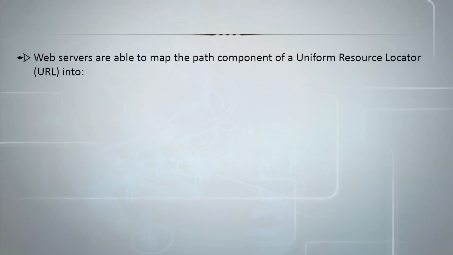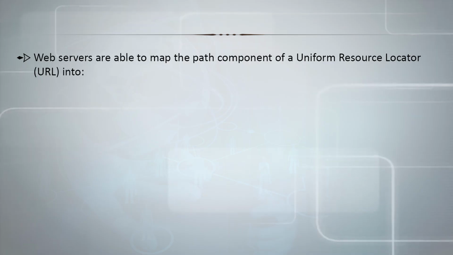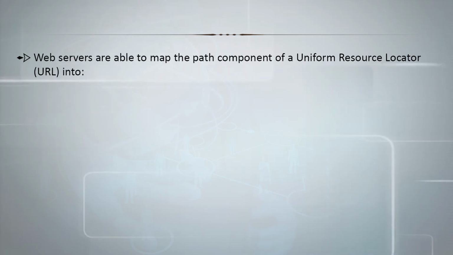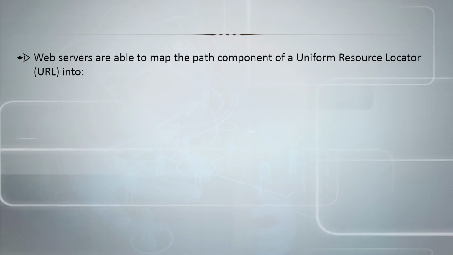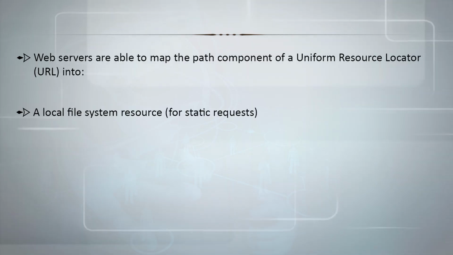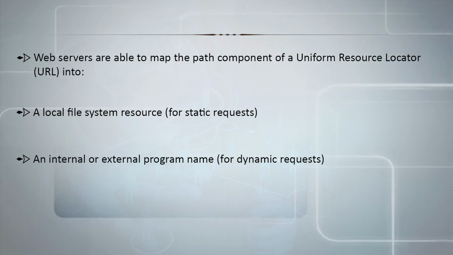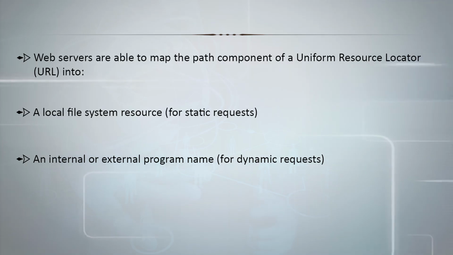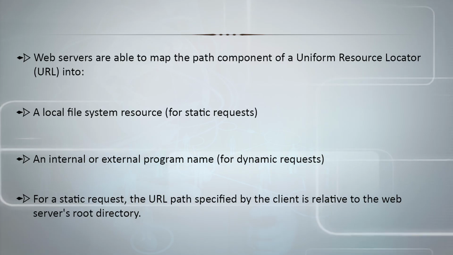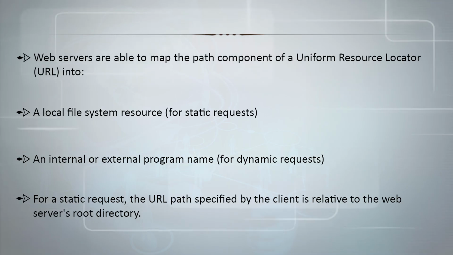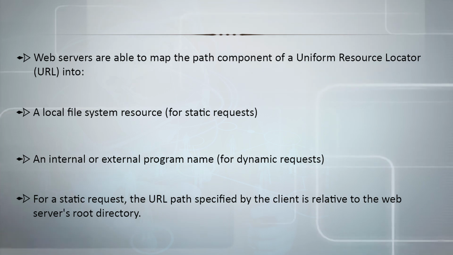Web servers are able to map the path component of a uniform resource locator, which we call URL, into a local file system resource for static requests, or an internal or external program name for dynamic requests. For a static request, the URL path specified by the client is relative to the web server's root directory.